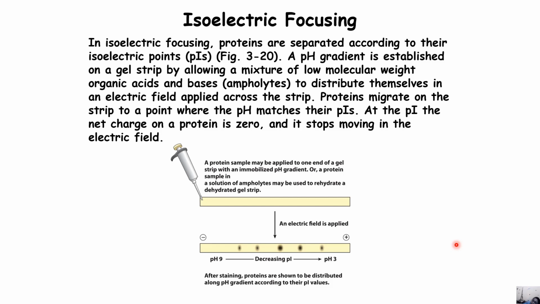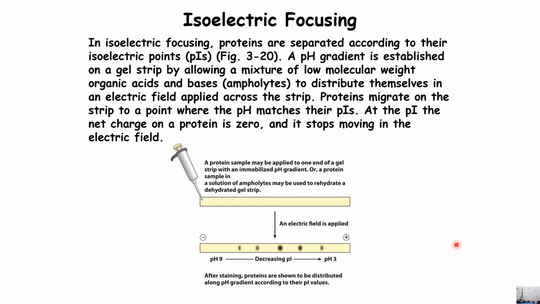Okay, so next we come to isoelectric focusing. What happens in isoelectric focusing is that proteins are separated according to their isoelectric points. A pH gradient is established on a gel strip by allowing a mixture of low molecular weight organic acids and bases, or ampholytes, to distribute themselves in an electric field applied across the strip, and proteins migrate on the strip to a point where the pH matches their exact pI. At the pI, the net charge on a protein is 0 and it stops moving in the electric field. So once it reaches its pI, it will stop because it has no net charge, and it will stop moving in the electric field.